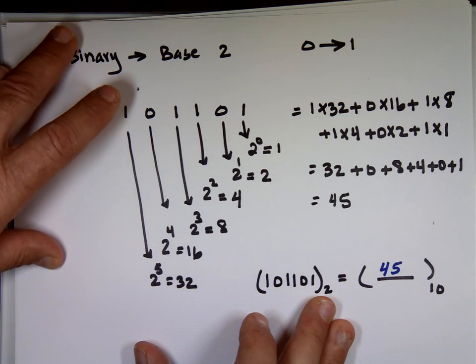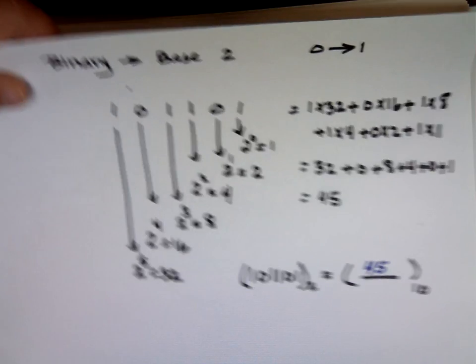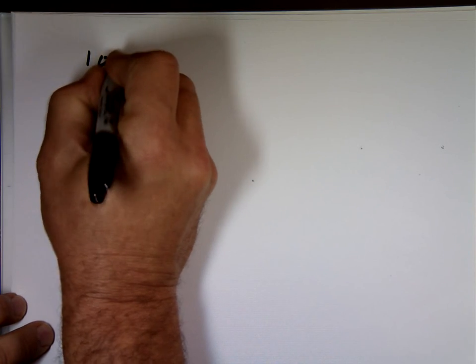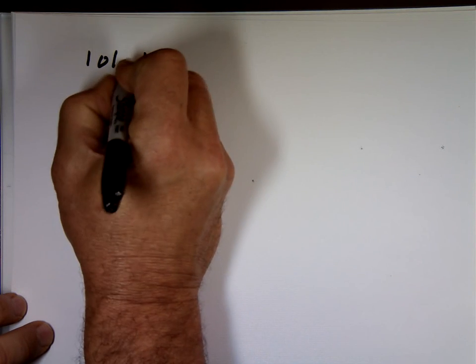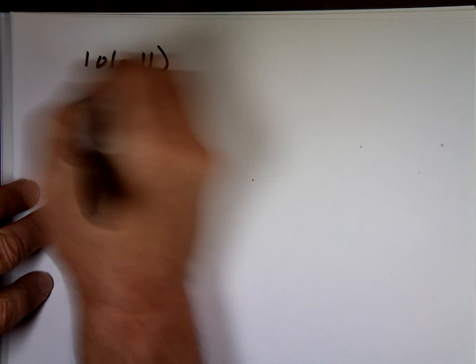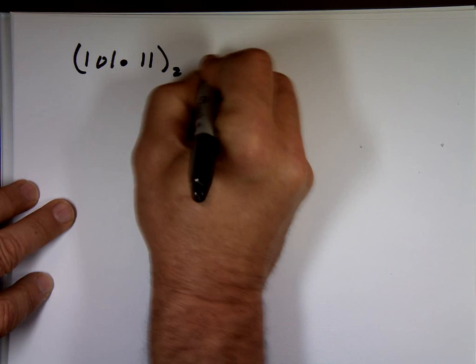What about if I have decimal numbers first before I get you to that one? 101.11. Again, just like the other ones, this is base 2. And I want to know what is that in base 10.